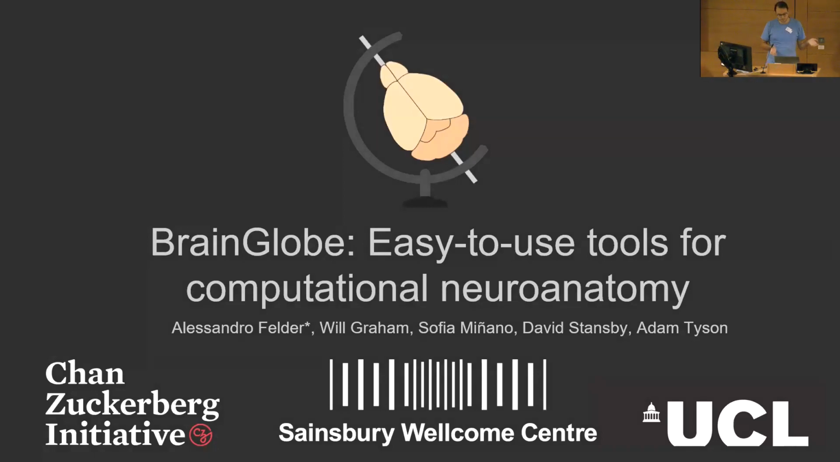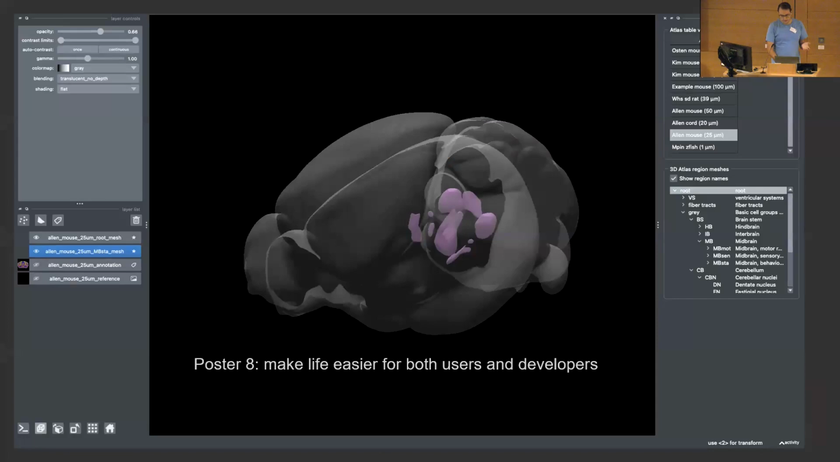I work on the BrainGlobe tools, which are a collection of open source tools written in Python. We have lots of napari plugins as well for computational neuroanatomy. We try to analyze data in a common coordinate system, and mostly my poster is about how we make life easier both for users of our software, but also how to make it easier to contribute to our software. I'm not going to spoil anything, but come see me at poster 8 to see how we balance that trade-off between using and developing software.